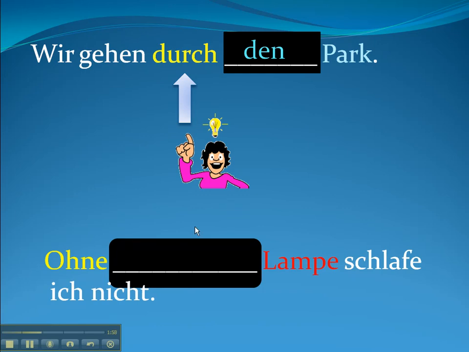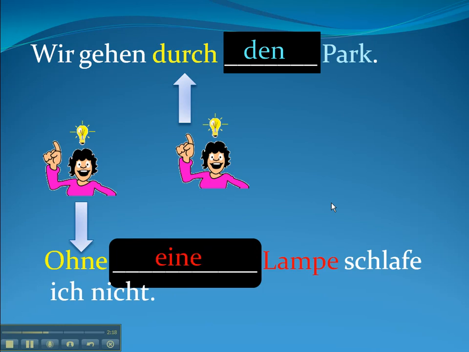Okay, second one. Here's our second light bulb moment. Ohne, without. Must use accusative case. Let's look at the rest of the sentence. Ohne something Lampe schlafe ich nicht. Lampe is feminine, as indicated by the red colour, so therefore eine. So without a lamp, I don't sleep. Okay, so 2 prepositions that are followed by the accusative case.